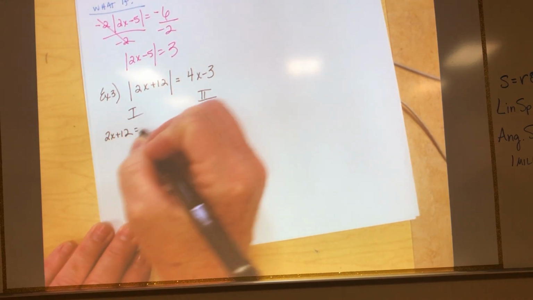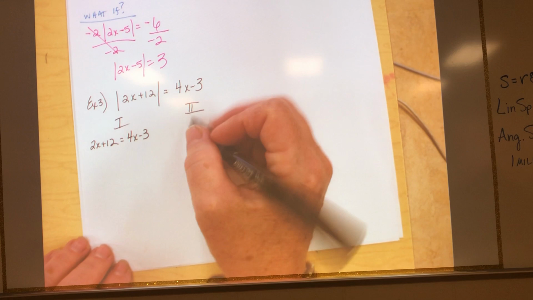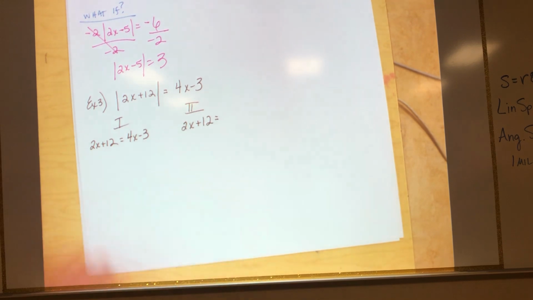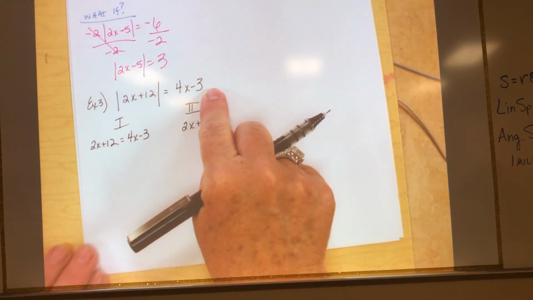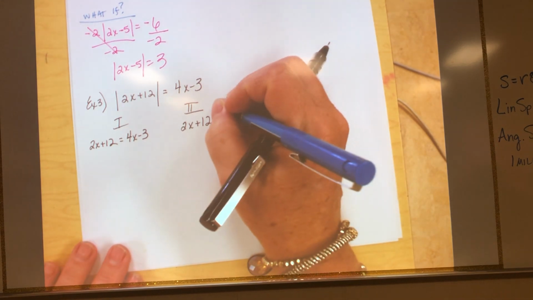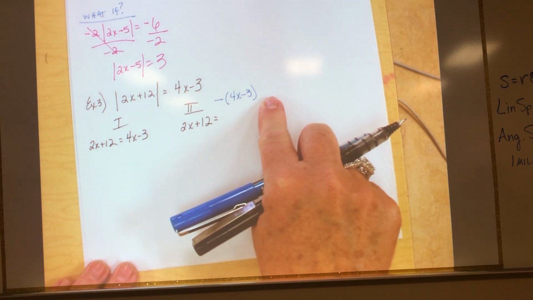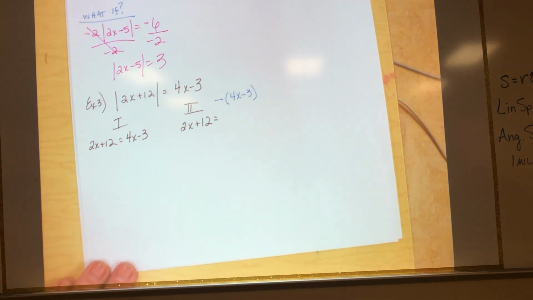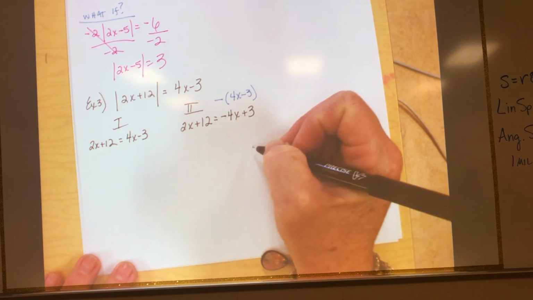Equals 4x minus 3. Very good. Now, what about case 2? 2x plus 12 equals, what's he going to equal? -4x minus 3. Oh, I like that, because look, when you make this side negative, you have to distribute that negative throughout the parentheses. You have to change every sign over there. So he's gonna be equal to a negative 4x and then a positive 3.